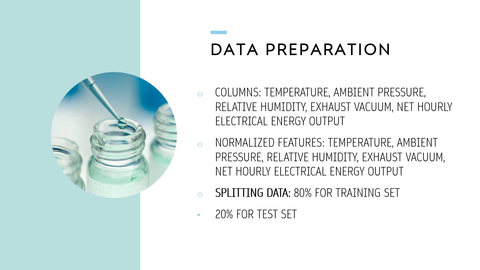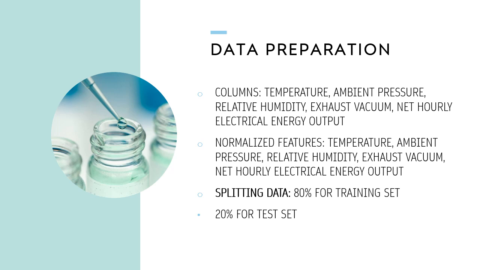To begin, we prepared our data by collecting key columns: temperature, ambient pressure, relative humidity, exhaust vacuum, and net hourly electrical energy output. Each of those features was normalized to ensure consistency across the dataset. After normalizing, the dataset was split into two parts: 80% for the training set, which would be used to build the model, and 20% for the test set, which would be used to evaluate the model.